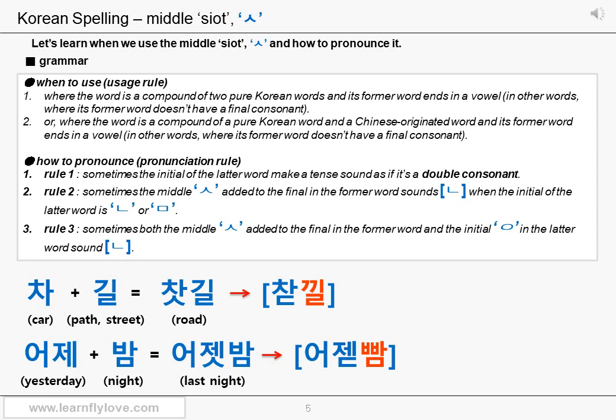어제 means yesterday. 밤 means night. 어제 plus 밤. 어제 is a pure Korean word and 밤 is also a pure Korean word. So you add a middle siot to the last letter of the first word 제. That's why it became 어젯밤. 밤 here is pronounced 빰 because of the 40th rule again. If you don't remember it, you can go back to U2 Lesson 3, Part 3. Again, you don't need to remember this rule. I explained just in case you're curious.